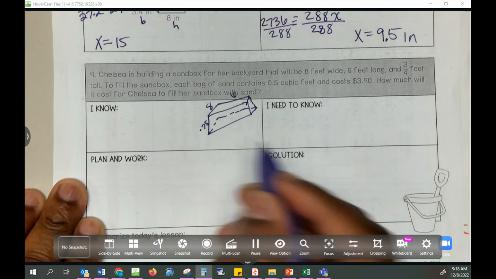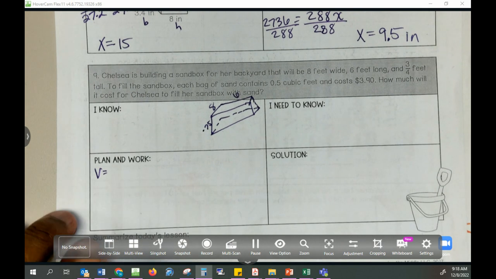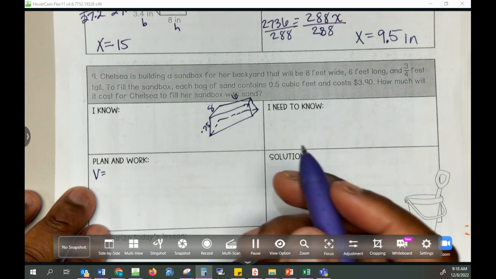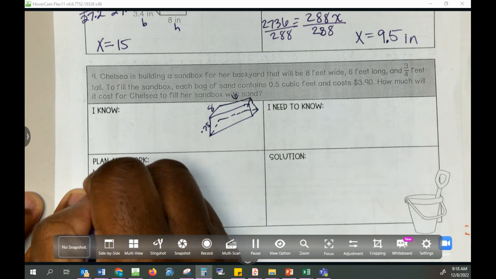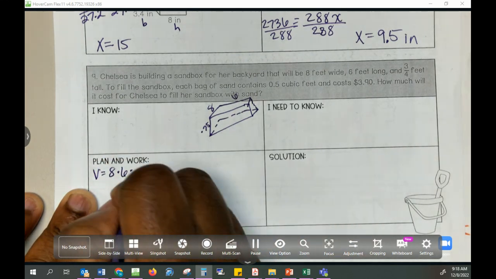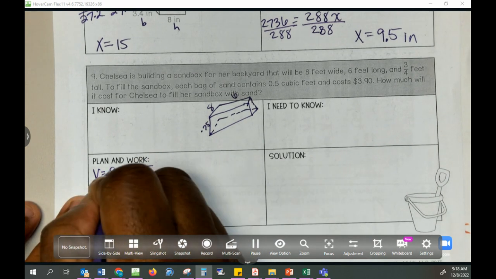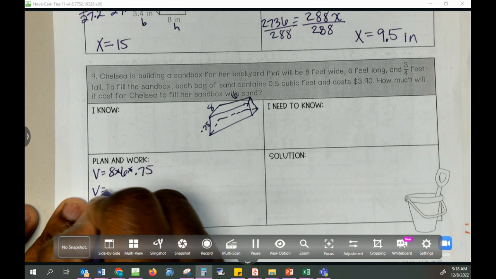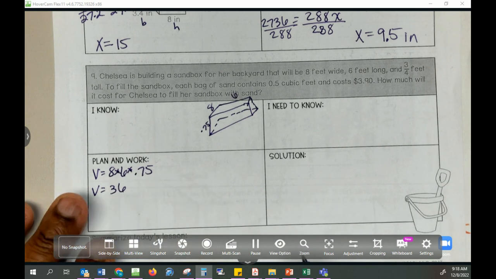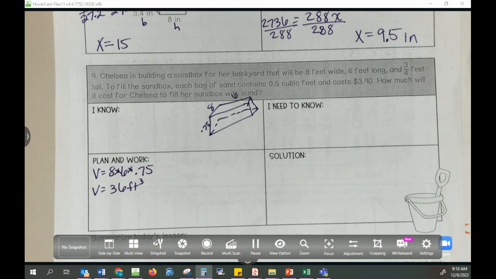So he's just finding the volume first because I'm writing it for the people that'll watch the recording. So he just multiplied the base of 8 times 6 and then the height of 0.75. Oh, yeah, you're right. All right. So the volume is 36. Yeah, we got 36.